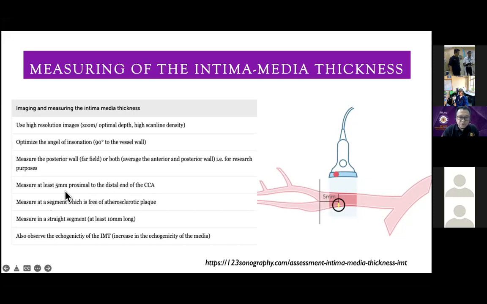Where should we measure? At least 5 mm proximal to the distal end of the CCA. That's why it's very important: in the longitudinal view, we need to see the tuning fork I mentioned just now. Get the bifurcation here, at a distance of roughly 5 mm, and put the measurement at that point. Measure a segment which is free of atherosclerotic plaque, in a straight segment of at least 10 mm. For newer ultrasound machines, there is a frame box already measuring 10 mm with auto-calculation, so they fix the box at 10 mm long. And what we want to look for is basically the echogenicity of the IMT.